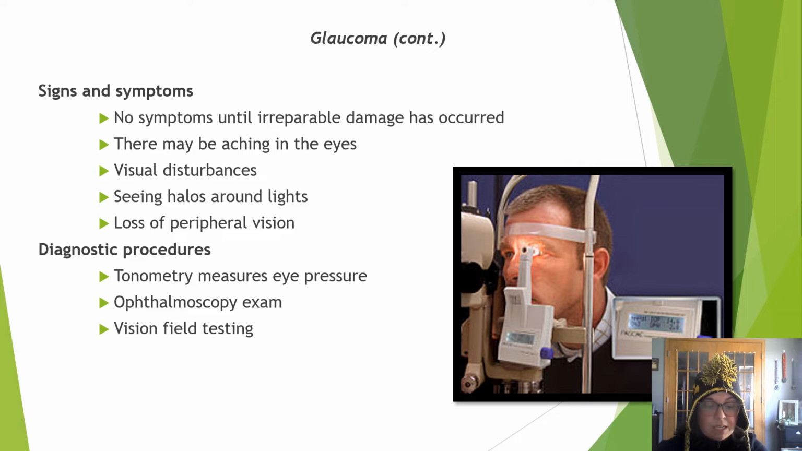There could be an aching felt in the eyes, or maybe visual disturbances, halos around lights. A loss of peripheral vision, so your side vision, has also been recorded. To diagnose, tonometry, as shown here in this image, measures eye pressure, and it's just a gust of wind that blows into your eyeball. Ophthalmoscopy exam and visual field testing would help in the diagnosis as well.